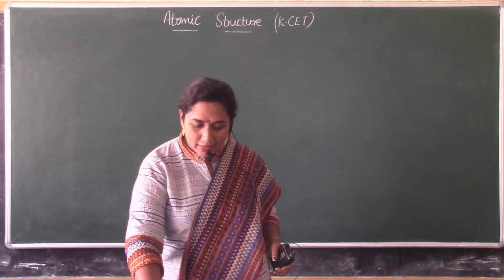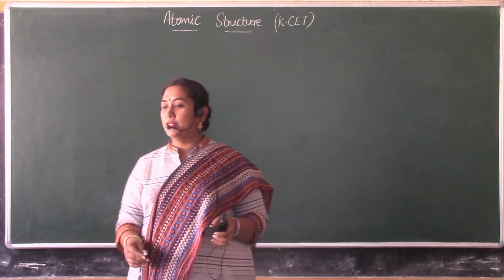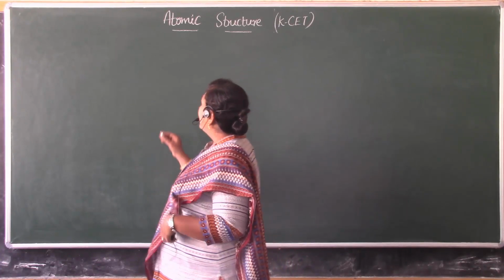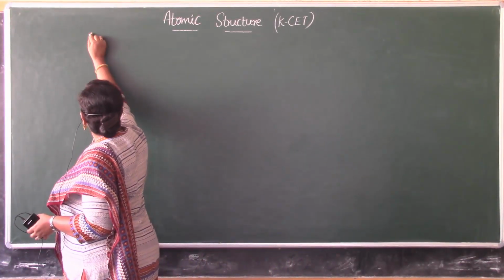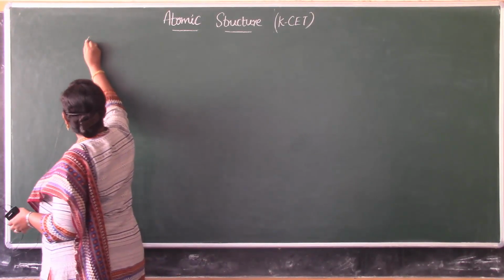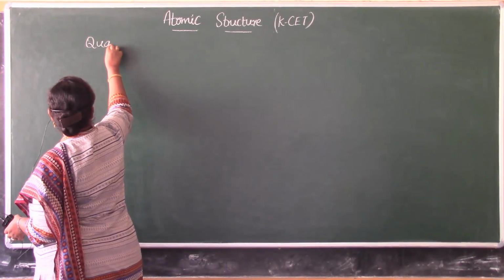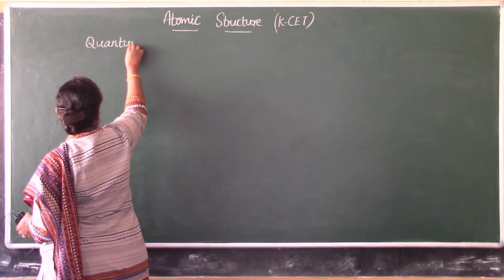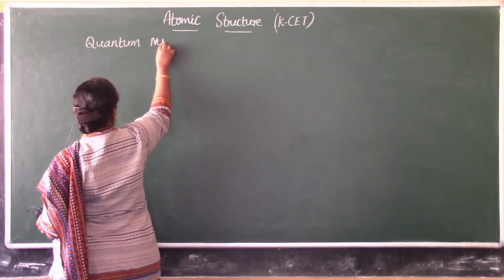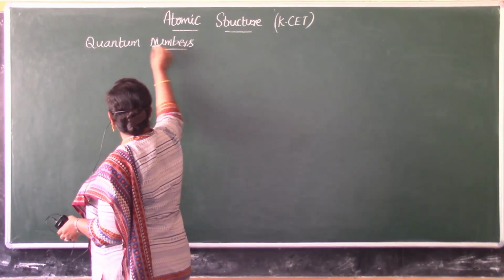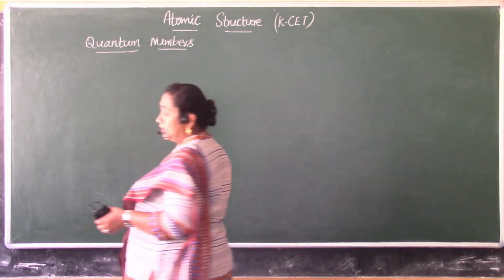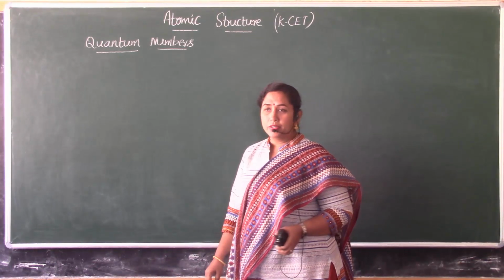Okay, in today's class, let's understand the structure of atom, the important points of the structure of atom for KCET, and that will be from the quantum numbers. When we have observed the previous year question papers, we come to know that many questions have come from the concept of quantum numbers from this chapter of atomic structure.